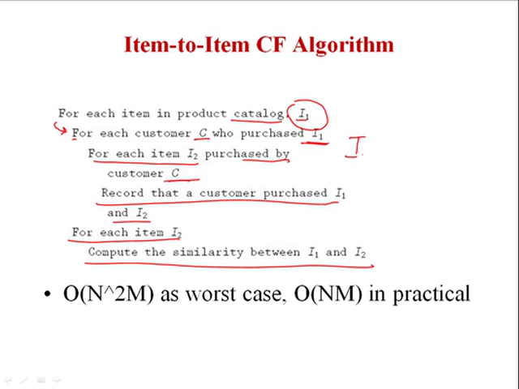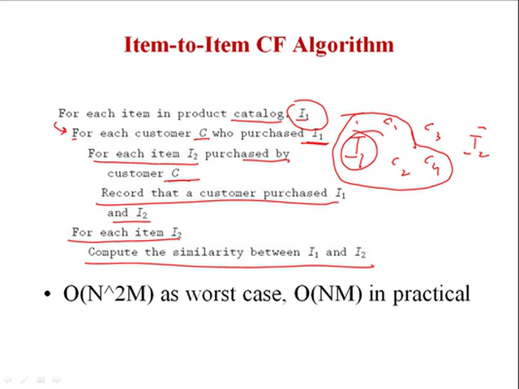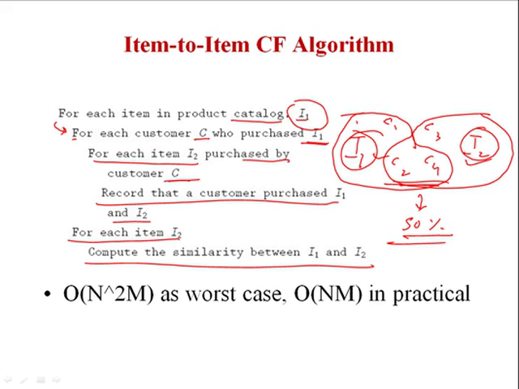Here the similarity between items is calculated like this. Suppose this is item 1 and this is item 2, and these are the customers C1, C2, C3, C4. Then it prepares the similarity like that. Now if two customers purchased item I1 and also purchased item I2, then the similarity score will be around 50%. Based on such a score, they predict the similarity between items I1 and I2.